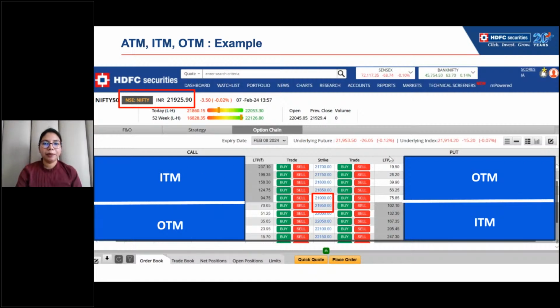Now you see this LTP column as well, right? These are the prices of calls and puts. For example, 21,800 has a call which will cost you 158.30. So this is the pricing of the option.